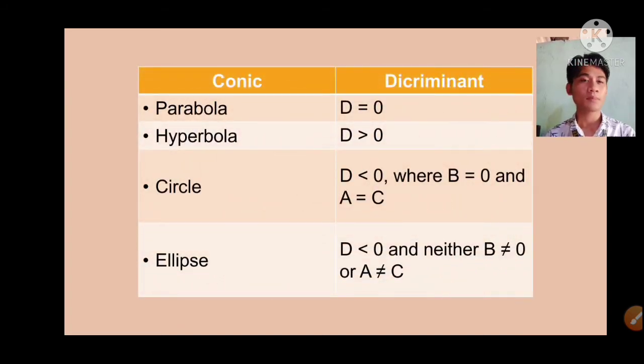So this would be the basis. If the discriminant is exactly equal to 0, then the given equation is a parabola. While if the discriminant is greater than 0, then the given equation is a hyperbola. Next, if the discriminant of a given equation is less than 0, where b is equal to 0 and a is equal to c, then it is a circle. While if it is less than 0 and b is not equal to 0 and a is not equal to c, then it is an ellipse.